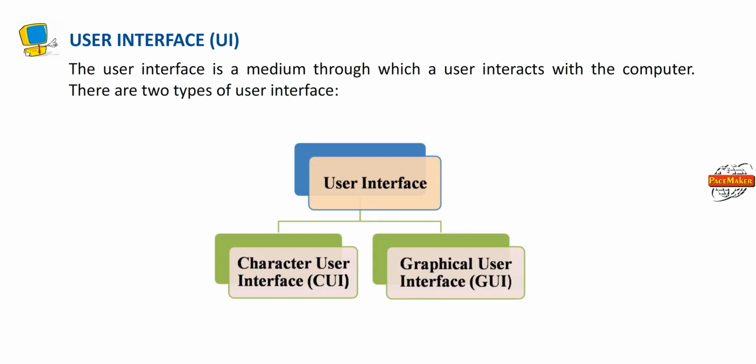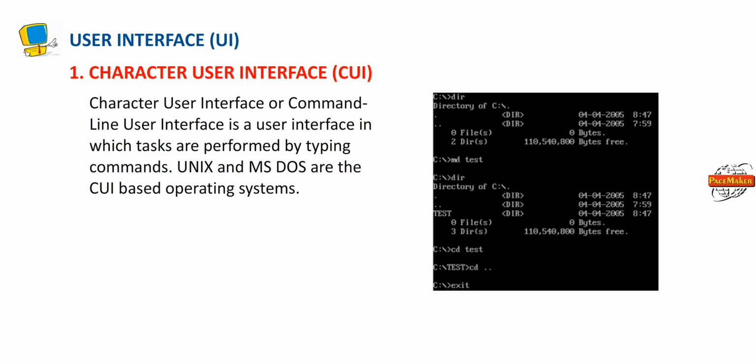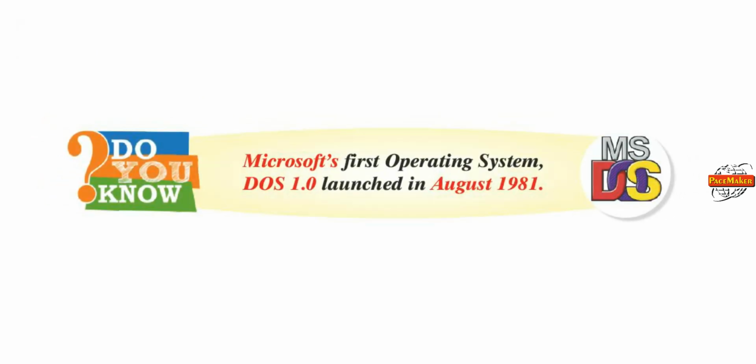User interface, UI. The user interface is a medium through which a user interacts with the computer. There are two types of user interface: character user interface CUI and graphical user interface GUI. Character user interface or command line user interface is a user interface in which tasks are performed by typing commands. Unix and MS-DOS are the CUI-based operating systems. Do you know Microsoft's first operating system, DOS 1.0, was launched in August 1981?